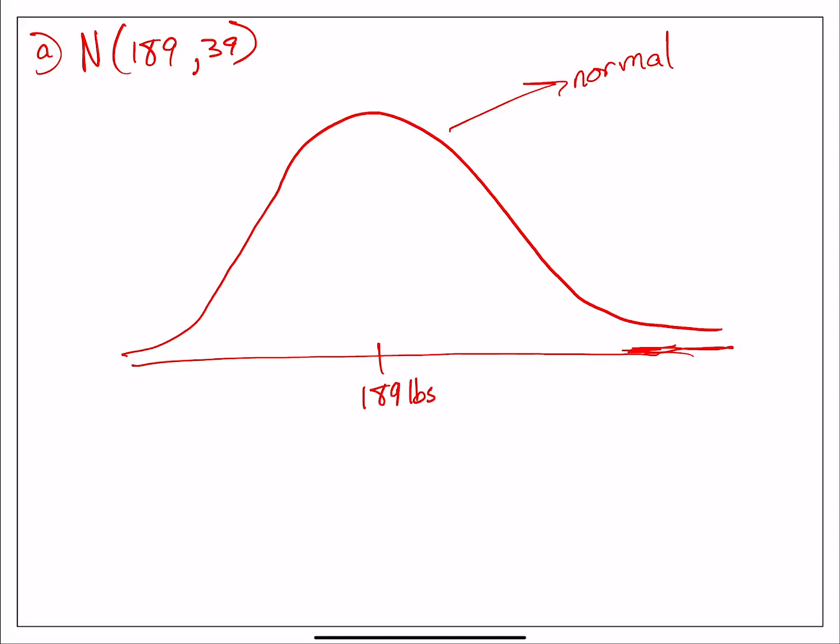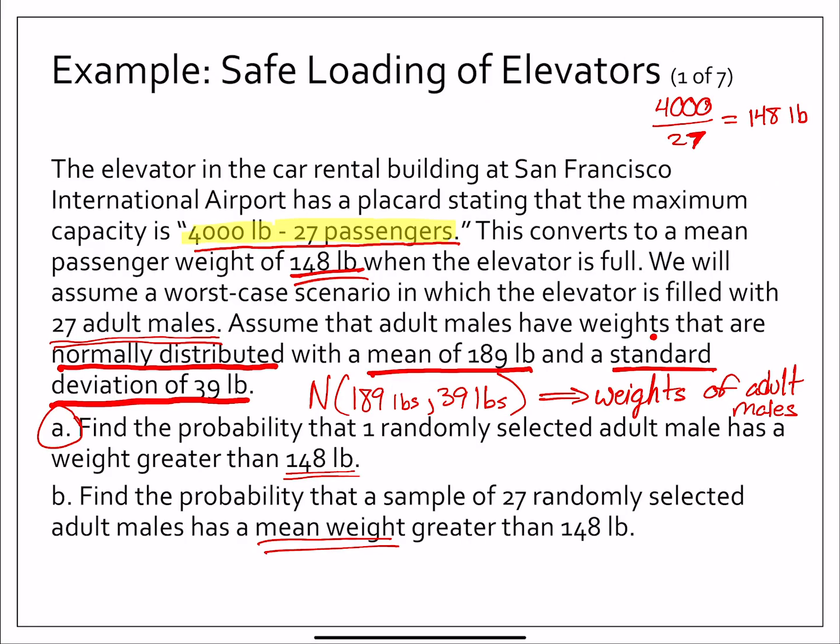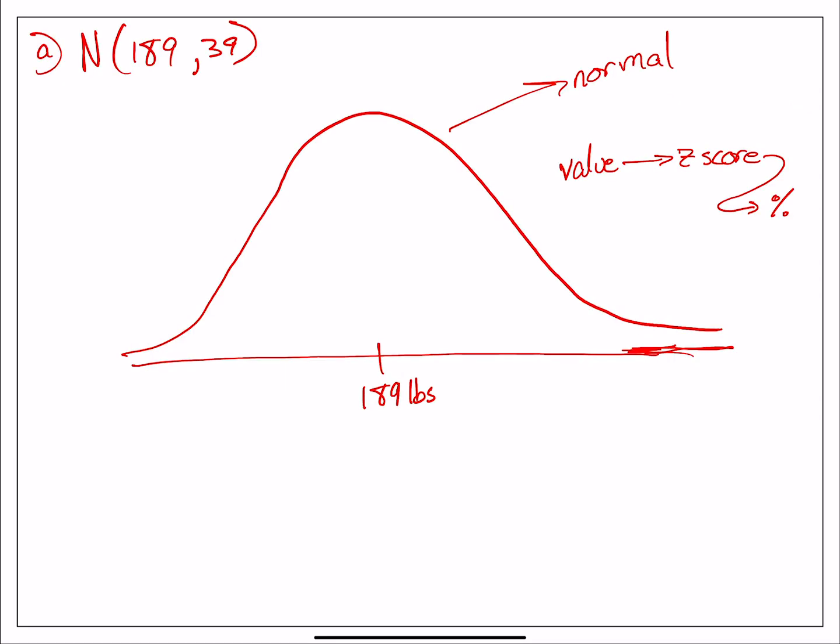Now, in this case, what we are doing is we are starting with a value, right? We're going to convert our values into z-scores. That process is standardizing it. And then we're going to use that to find probabilities. So we're starting off with 189 pounds. Now we're trying to find the probability that one person has a weight greater than what? 148 pounds. So let's just write it there.